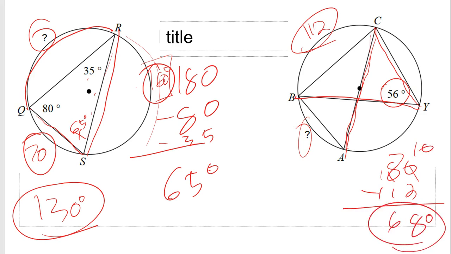So guys, just do what you know. Know that they have to add up to 180. Know that, okay, I got 56. I know this arc is 112. And I'm like, okay, look, I have that here. Do what you know, and it's going to figure out what you need and how to do it.